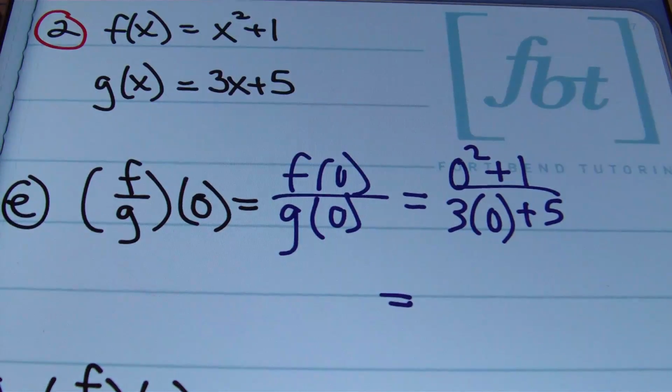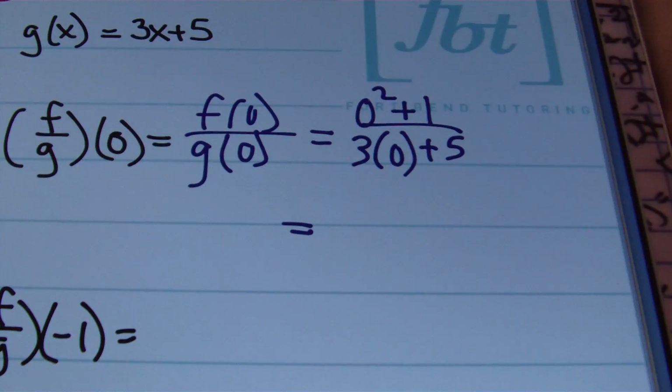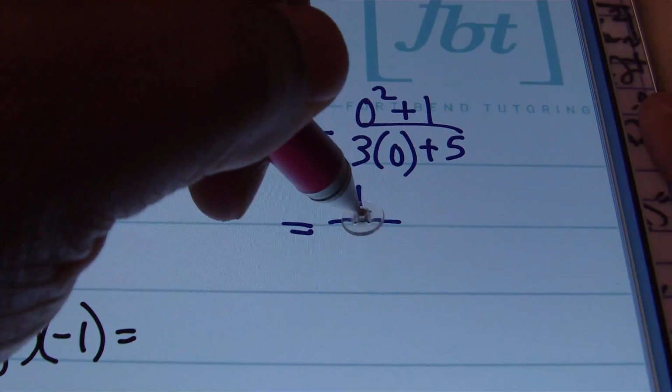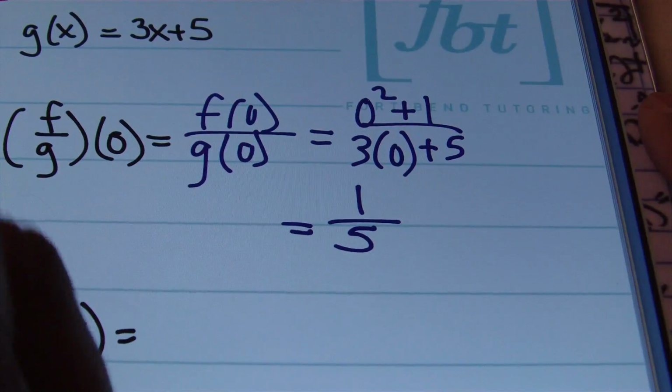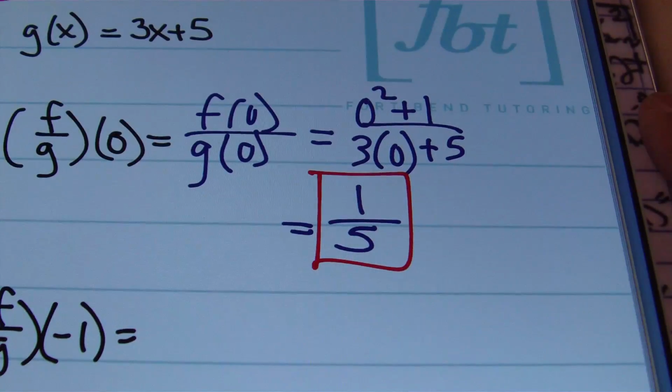Now in the numerator, 0 squared is just 0, and then 0 plus 1 gives me 1. In the denominator, 3 times 0 is 0, and then 0 plus 5 is 5. So that's my answer, with a box around it.